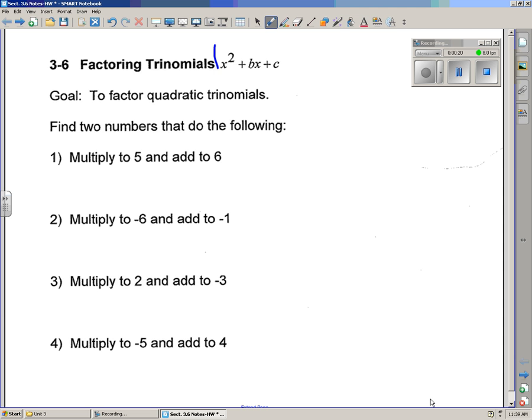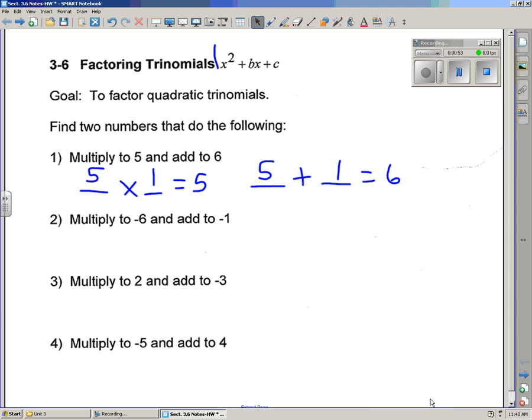We're looking for you to find two numbers that do the following. The first one says they want you to find two numbers that multiply to 5. At the same time, those numbers will add to 6. The fact that they multiply to a positive number means both signs have to be either positive or negative. But the fact that they add to a positive, both signs have to be positive. So what two positive numbers multiply to 5 and at the same time add to 6? In this case, it should be 5 and 1. And there you go. 5 times 1 is 5. 5 plus 1 is 6.